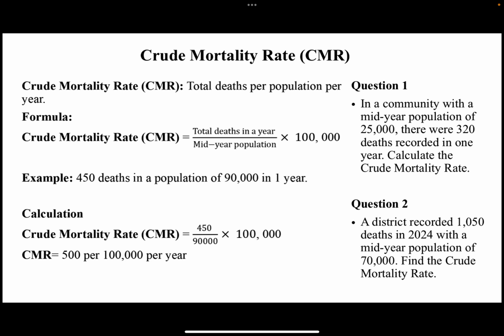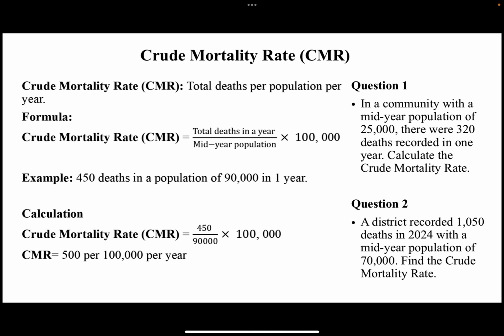Again, the total deaths in a year over the mid-year population, then you multiply by 100,000. Let's do our first example.